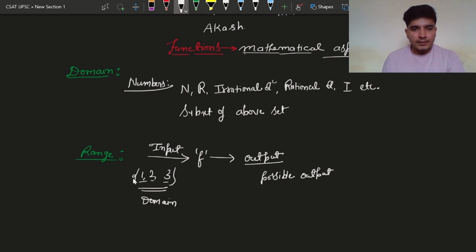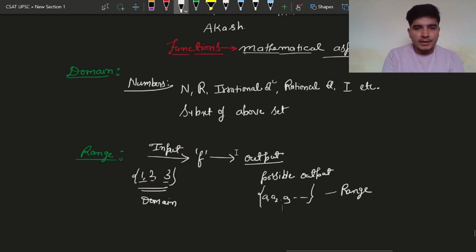Just consider that we are giving 1, 2, 3 to this function, and it gives us a possible output, anything it can be, x, y, z. We make the set of those values and call it the range. Not x, y, z, since it looks similar; we can call them A, B, C, or A1, A2, A3. This is the range. So this is the general concept of domain and range.